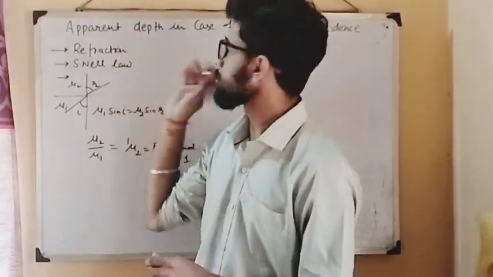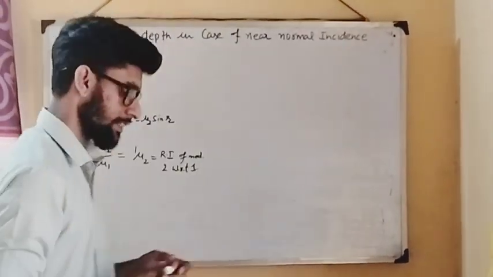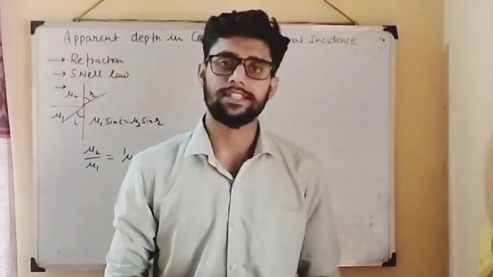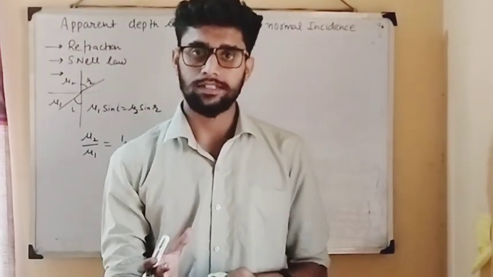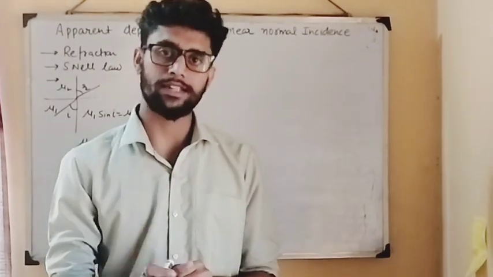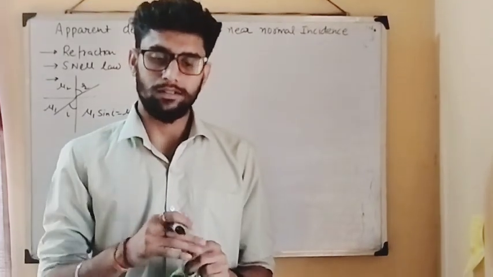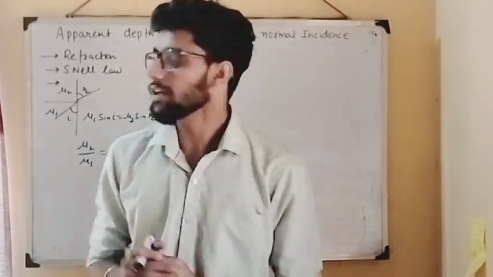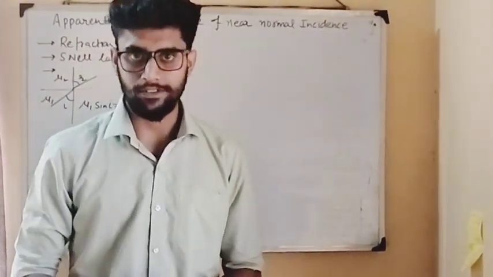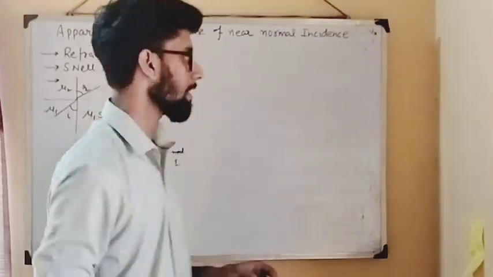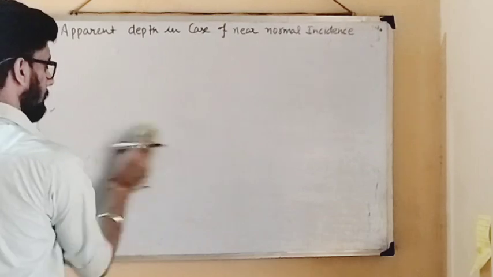Now, if we talk about the practical application, or where it is actually happening in real life, it is during the sunrise and sunset. What happens is that we see the sun a little earlier than the actual sunrise, and the same happens during the sunset. We see the sun a little later, though the sun has already set. So these are the cases that happen due to apparent depth. And now we'll try to find a mathematical derivation for the apparent depth and how it is represented. So let's start with the topic.